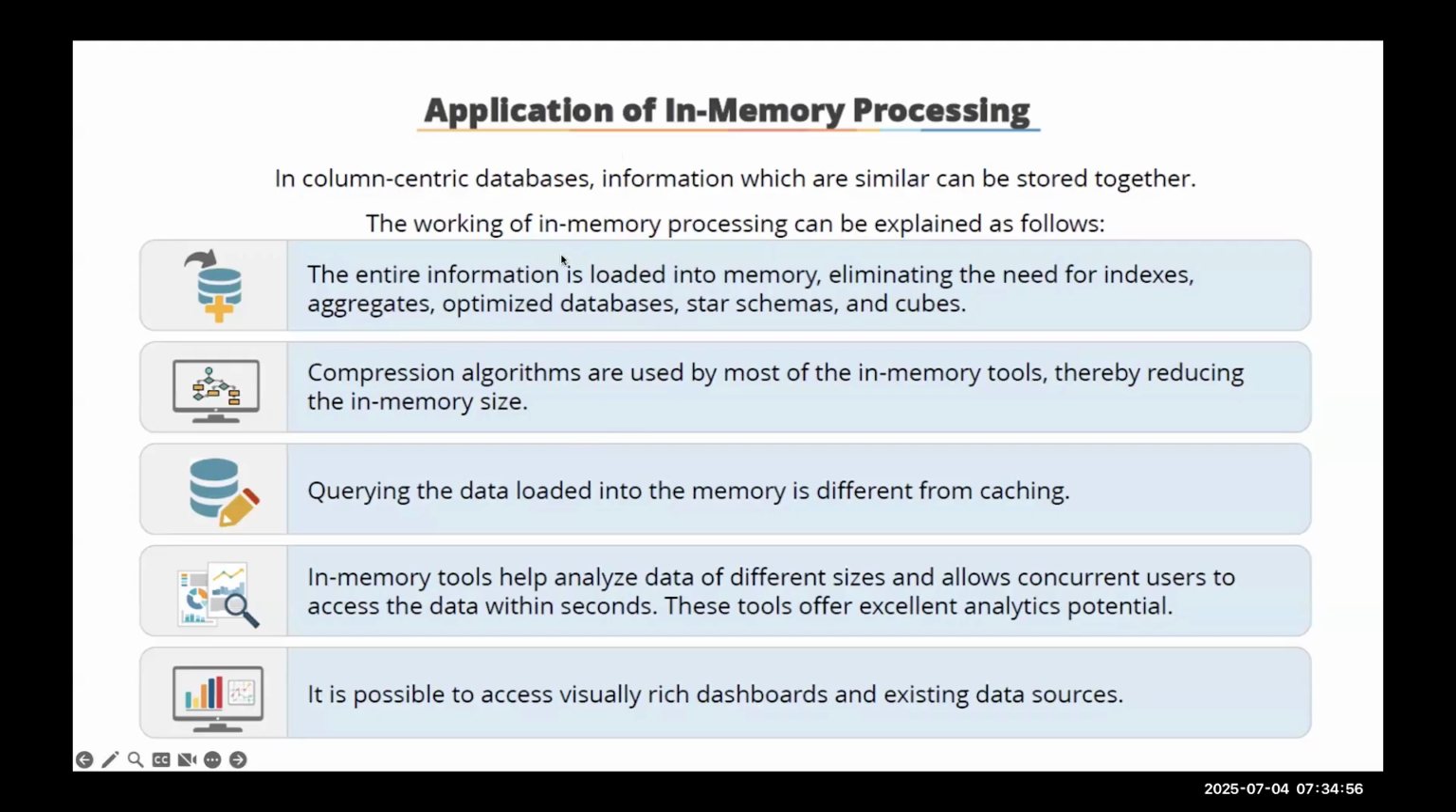But let me just give you one example. You have one employee table. In the employee table, you have employee ID, employee name and employee salary. Let's suppose you have five employees, A, B, C, D, E, and each employee has a salary of 1,000 rupees.